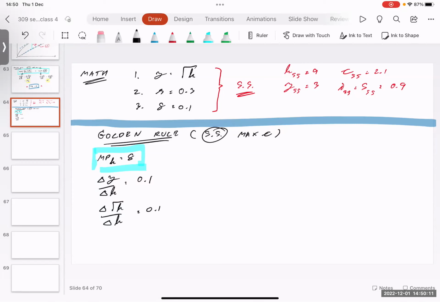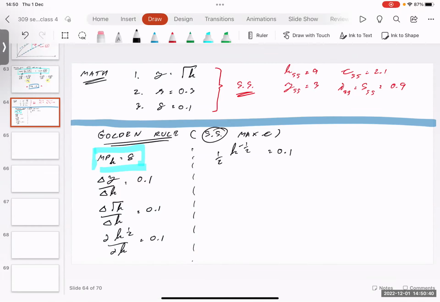Delta is just like a derivative, right? So this one is a partial derivative. K power by 1/2 with respect to k equal to 0.1. Then you can do the calculus, high school mathematics. What do you get? You get 1 over 2, k minus 1 over 2, okay, that's it, equal to 0.1.